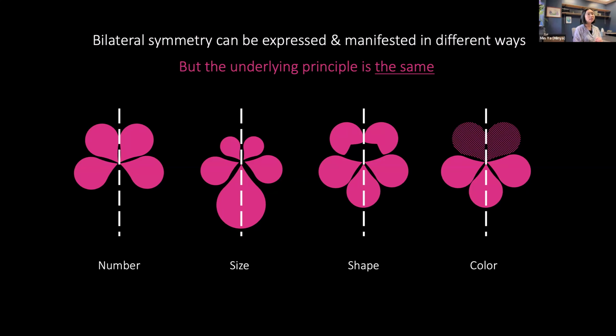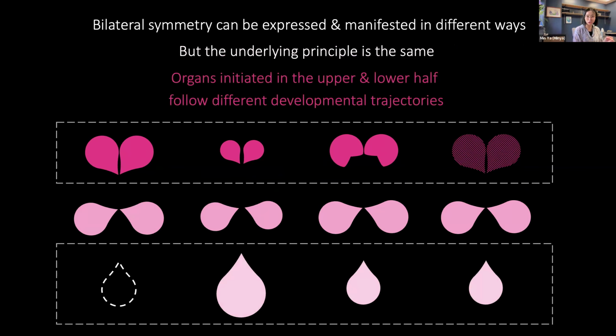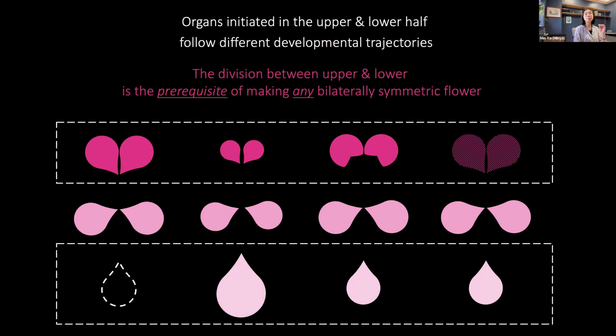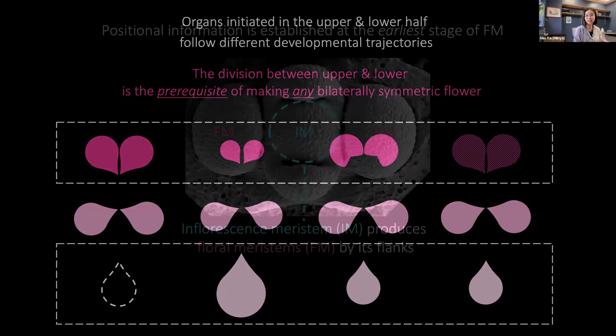But it also means the upper part and the lower part of the flower followed different developmental trajectories. In other words, regardless of how different these developmental programs are, regardless of at which developmental stage the differences are elaborated, or how the flowers look in the end, this division between the upper and the lower is a prerequisite of making any bilaterally symmetric flower. It's a universal rule, and this division can be readily observed since the very beginning as well.